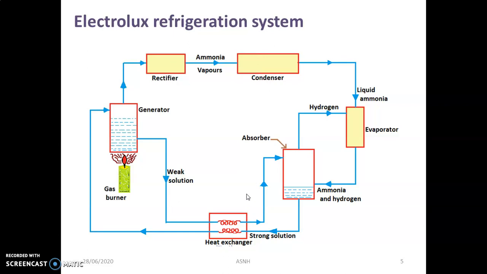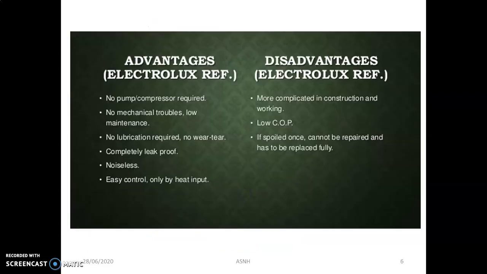It can be used in cold storage, ice factories, or any kind of milk processing unit. So these are the advantages and disadvantages. Advantages: no pump or compressor is required, no mechanical troubles, no maintenance, noiseless, completely leak proof, easy control, and only heat input is required. Disadvantages: more complicated in construction, larger size is required, and less COP compared with other methods. If spoiled, it cannot be repaired and has to be replaced fully.